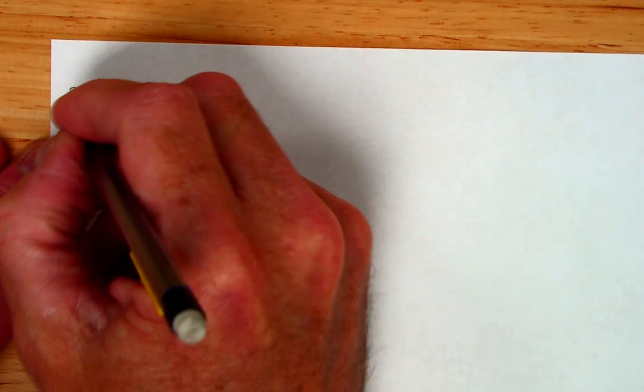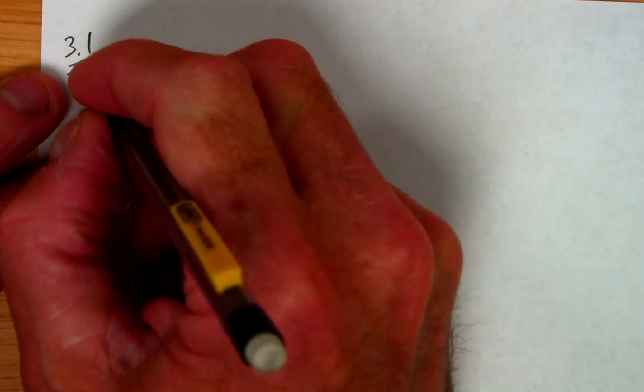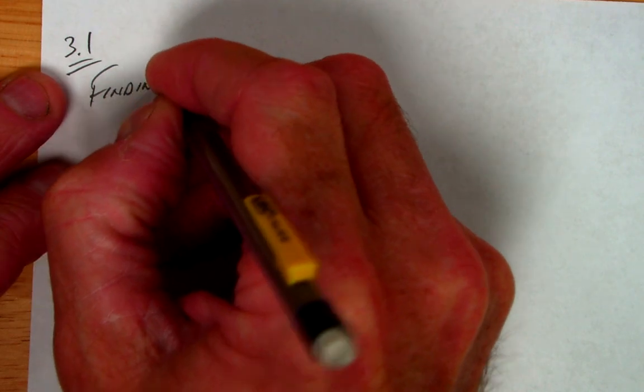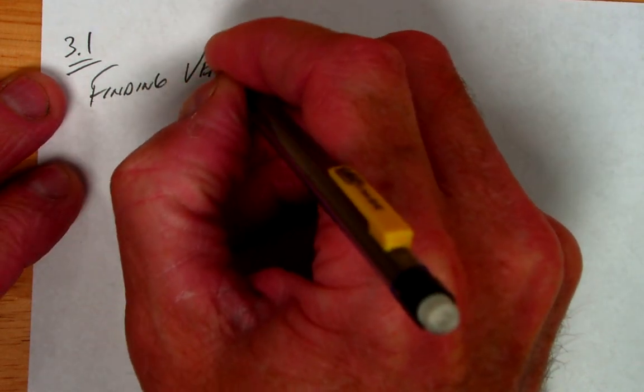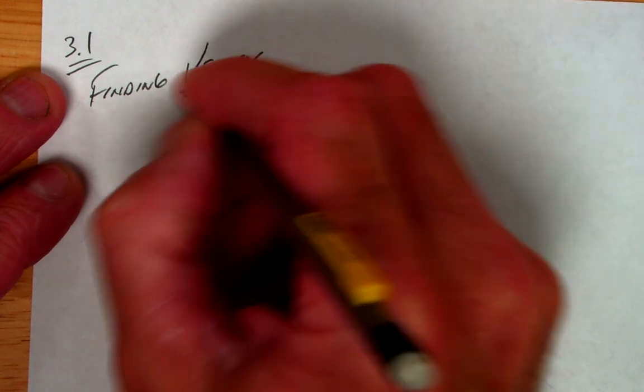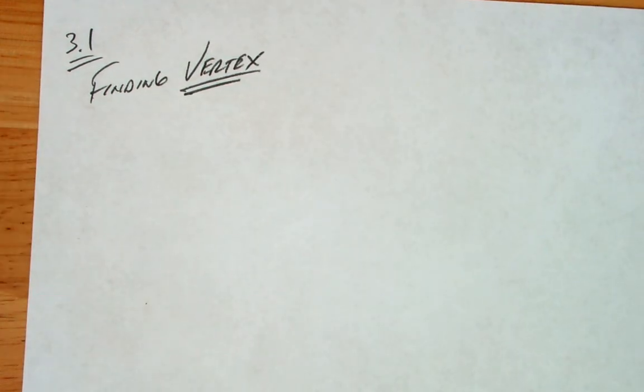Okay, so here we go. Today is a very specific process. It's only a two-step process, so it's really not that bad. So on these parabolas, by far the most important point is the vertex. So today is all about finding the vertex. In order to graph any parabola, you've got to find the vertex first.